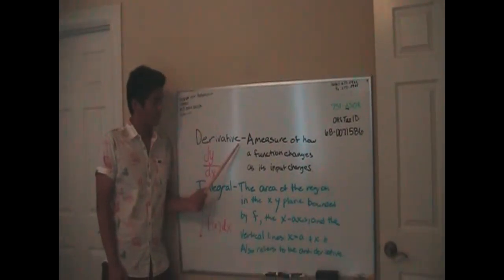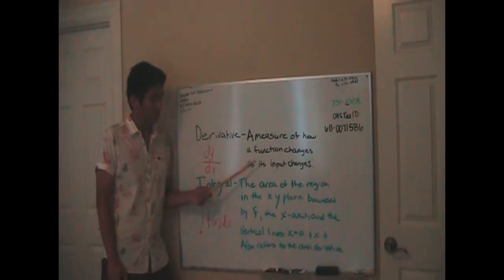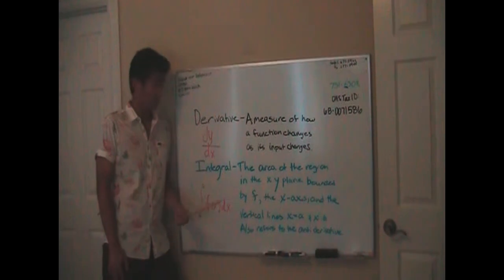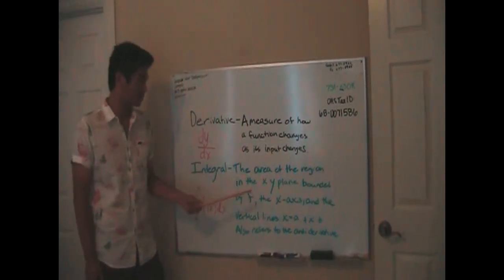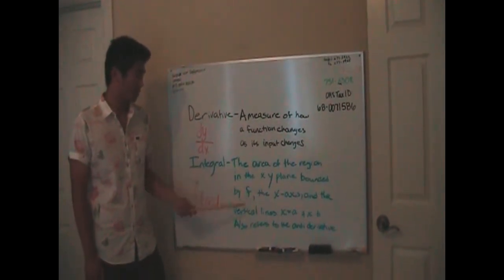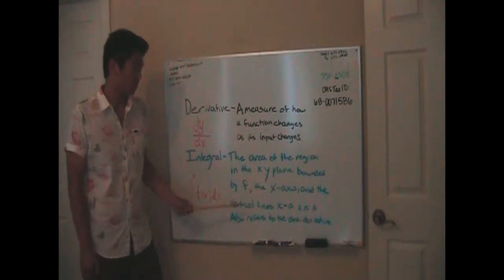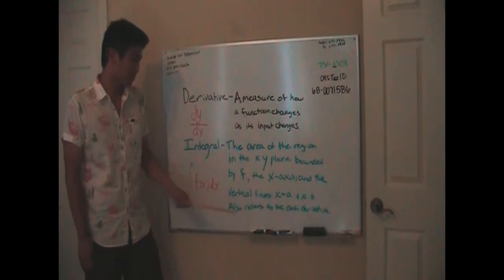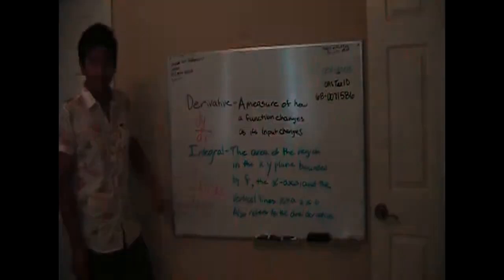Alright, so basically a derivative is a measure of how a function changes as its input changes, as shown here by dy over dx, whereas an integral is the area of the region in the xy plane bounded by f, the x-axis, and the vertical lines x equals a and x equals b. Also refers to the antiderivative, as shown right here.